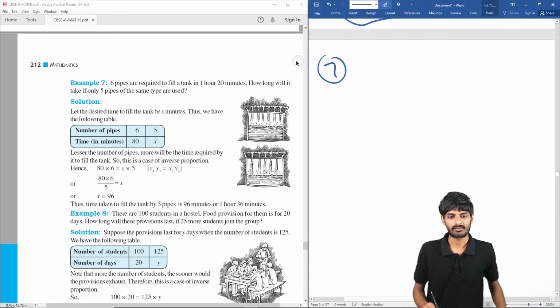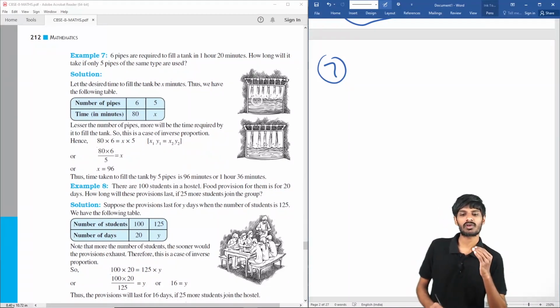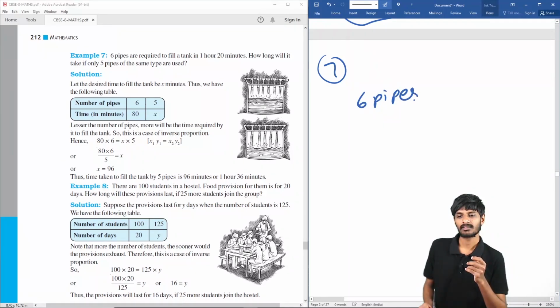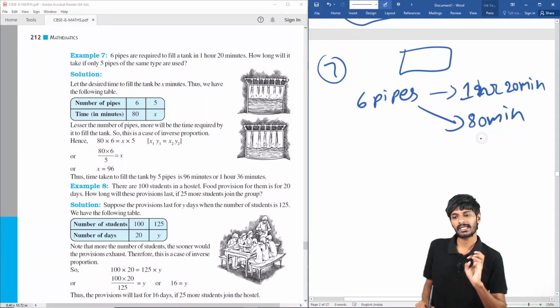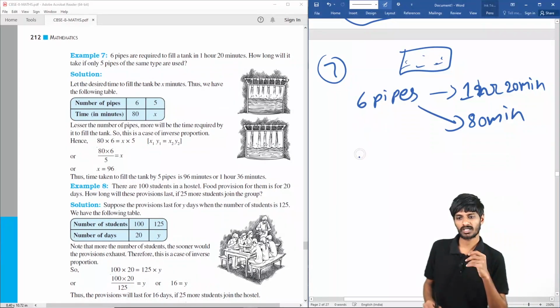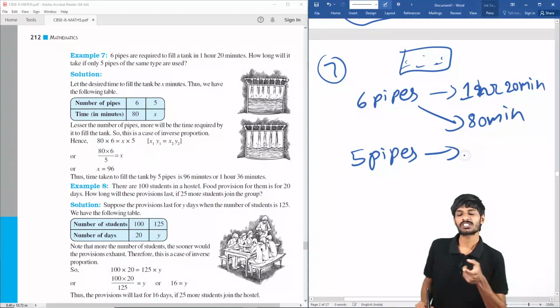Example 7. Six pipes are filling the water tank. The water tank is fixed. How much time are they taking? 1 hour 20 minutes, which is equal to 80 minutes. So 6 pipes are taking 80 minutes to fill the tank. If one pipe is not working, if we have only 5 pipes, how much time will they take?